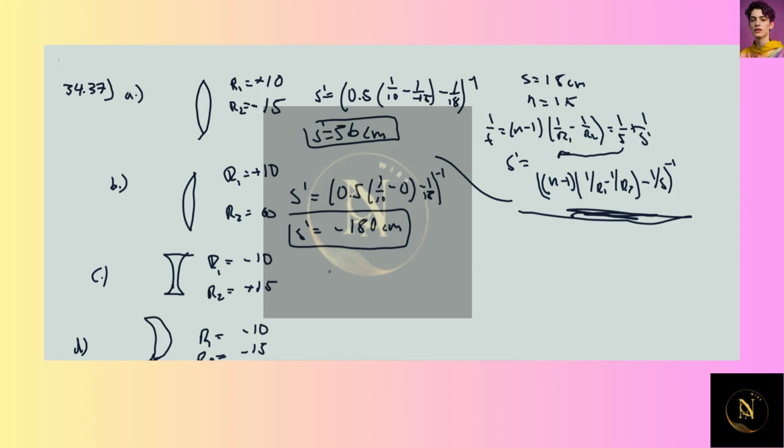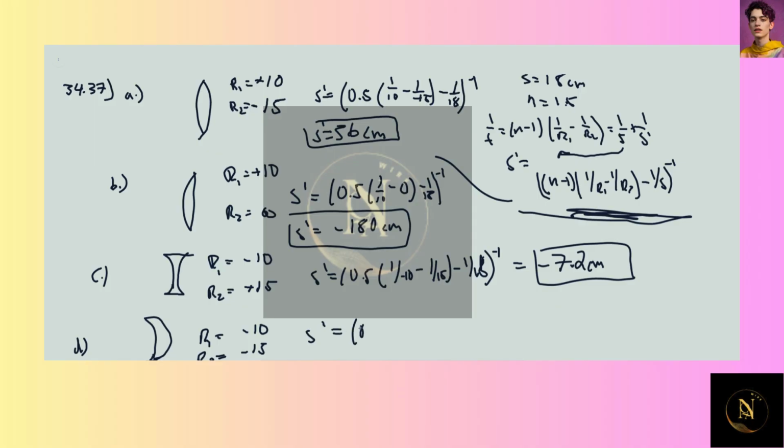Okay, so let's do part C now. We have s prime equals 0.5 times 1 over negative 10 minus 1 over 15 minus 1 over 18, all inversed. Let's put that on our calculator, and we should see this comes out to negative 7.2 centimeters. So again, the image is on the left side of the lens by 7.2 centimeters.